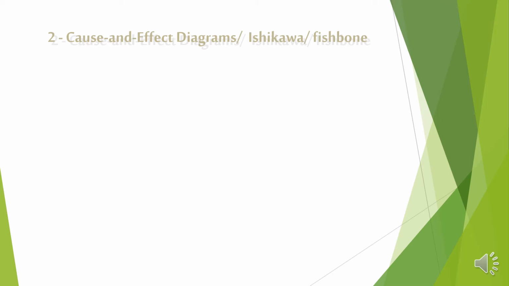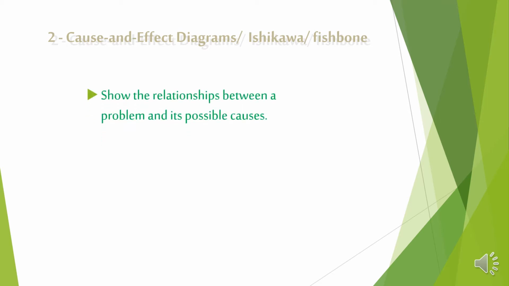Tool number two is the cause and effect diagram, which is called Ishikawa or fishbone. It shows the relationship between a problem and its possible causes. If we have a problem and we want to know the causes, or arrange the causes according to the main ideas, main issues or main subjects, we will use the cause and effect diagram.